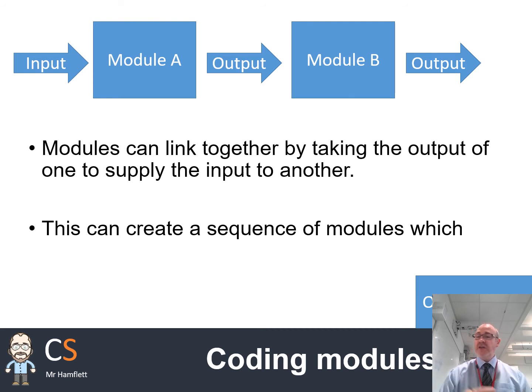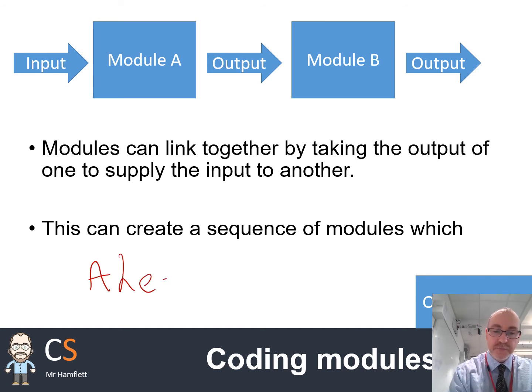Now, if we don't agree on how my output is going to come out and how their input is going to come in, then when we try and put these modules together, they're obviously going to break. This is part of thinking ahead, where we think about the input and output to functions.